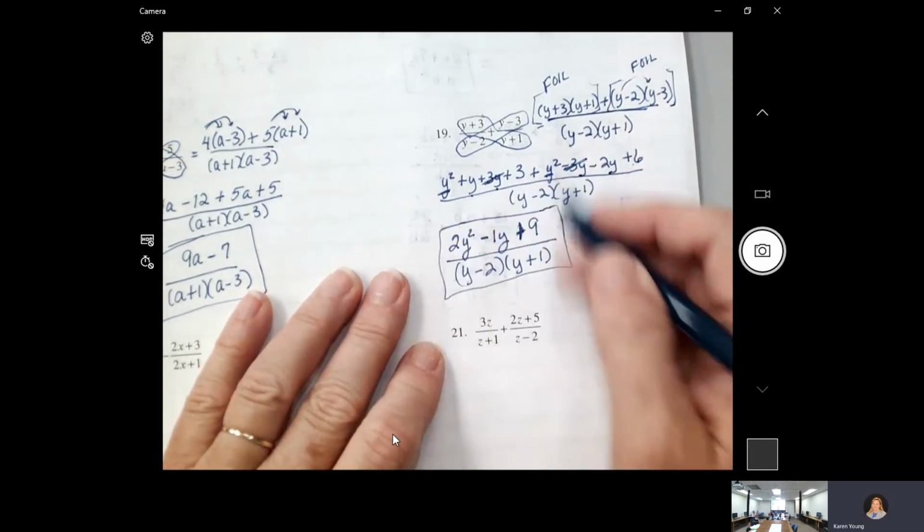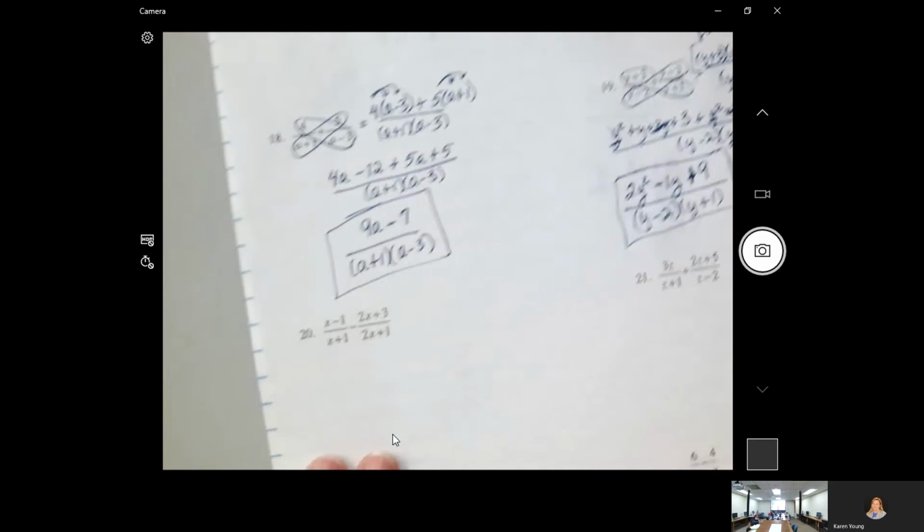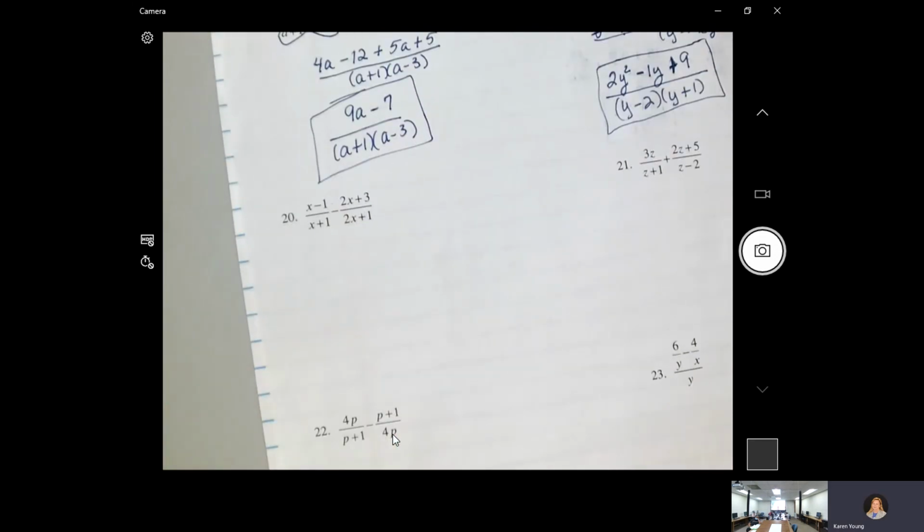Sometimes they will factor, and then you can cancel one of the denominators. Okay. All right, so y'all try 20. See how far you get.